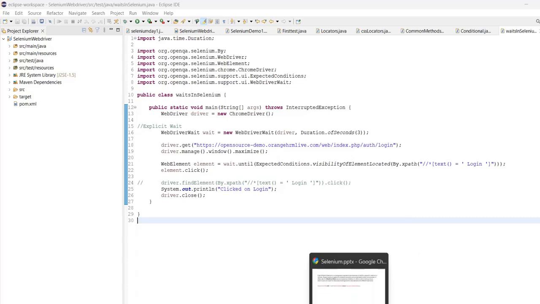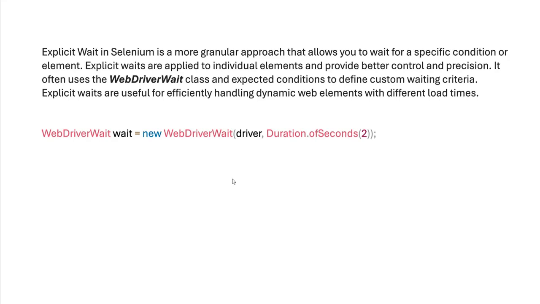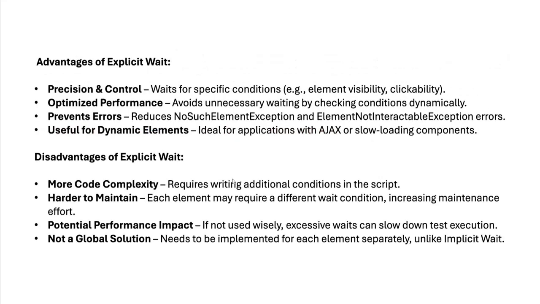So now let's talk about the advantages and disadvantages of explicit wait. First is precision and control. Wait for specific condition, for example element visibility or clickability. So based on a specific condition you can wait, correct? Next is the optimized performance. Basically it avoids unnecessary checking. Suppose you're working with the dynamic elements, so if you are waiting implicitly, that may not be enough, correct? So unnecessary waiting conditions can be stopped there.